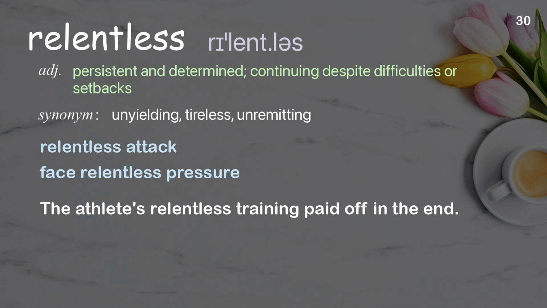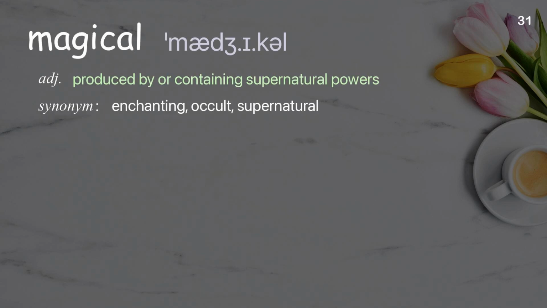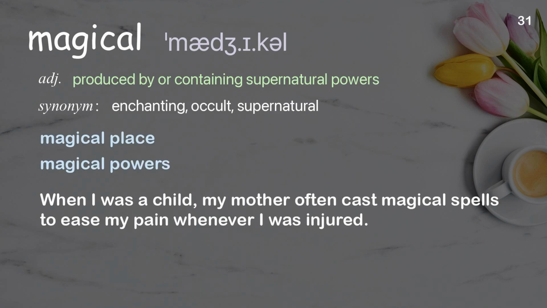Magical. Produced by or containing supernatural powers. Examples: Magical place, magical powers. When I was a child, my mother often cast magical spells to ease my pain whenever I was injured.